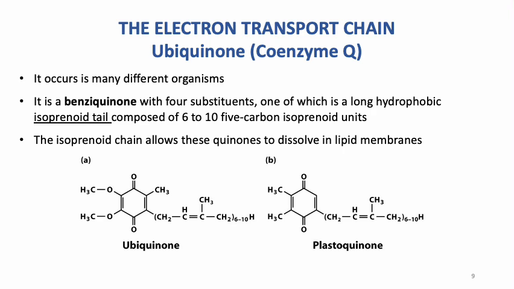The ubiquinone is found in most organisms. That's why it's called ubiquinone, from the English word ubiquitous, meaning it's present everywhere. It's a benzoquinone, it has four substituents. One of these substituents is a very large tail made up of something like 6 to 10 five-carbon isoprenoid units.